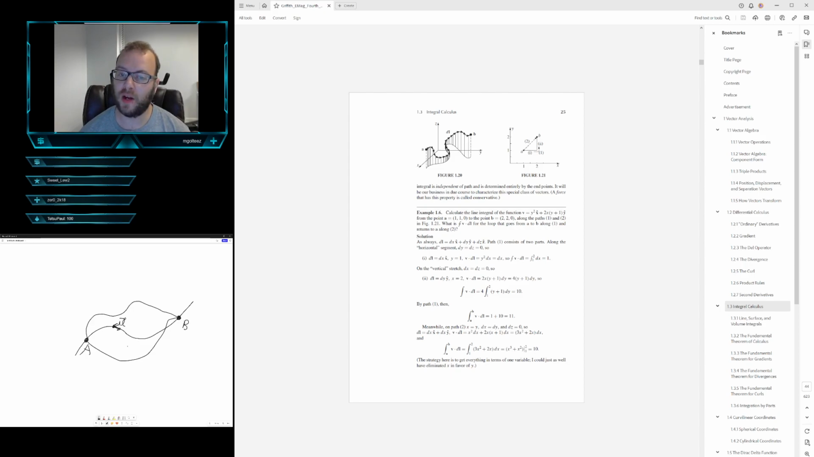If you have a field that is conservative, then this doesn't matter. You just need to know the value of the integral at A, the value of the integral at B. The path is completely independent. So let's look at an example.